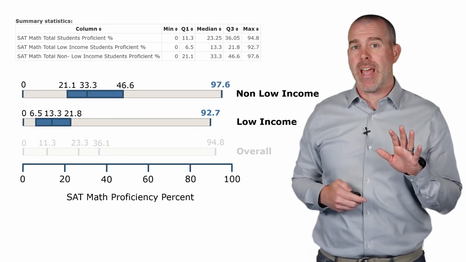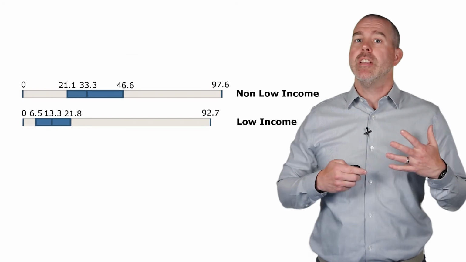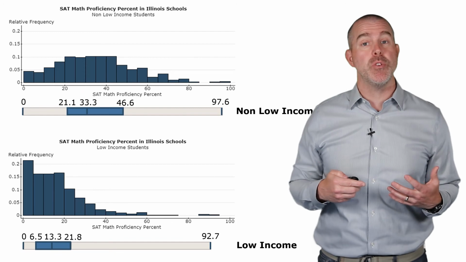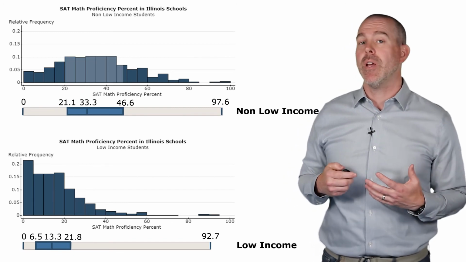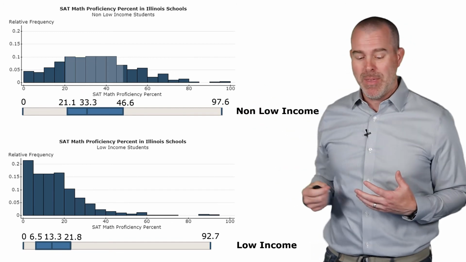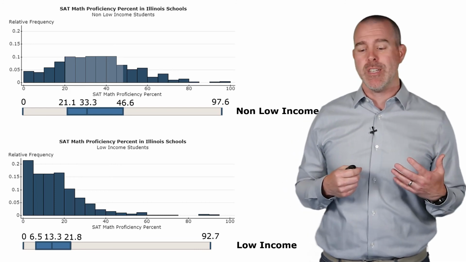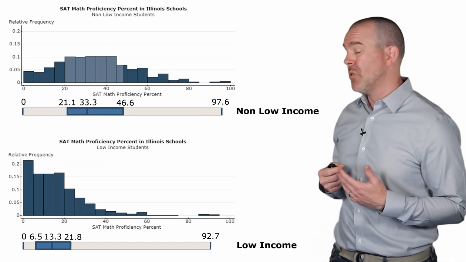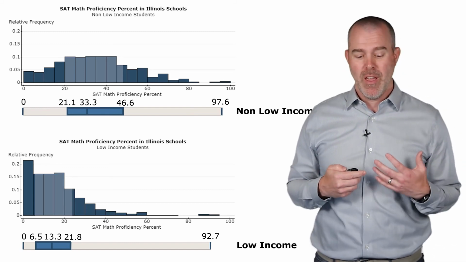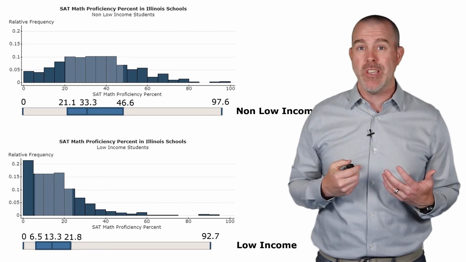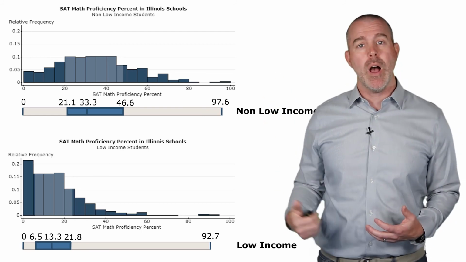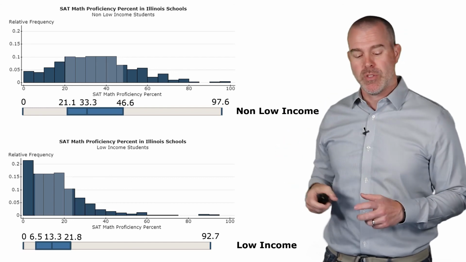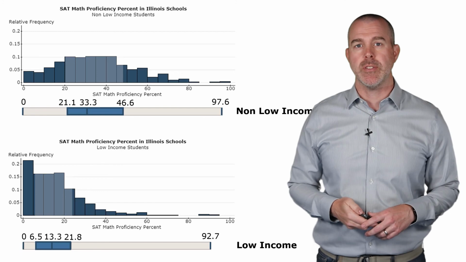Let's see what this looks like on the histogram and see how we can see that connection there. So if we add those two histograms, you can see the distribution is very different. If you look at that middle 50%, right in the middle there, that's between 21.1 and 46.6 for the students who are not low income. And look at the distribution for those who are low income. Much different, very concentrated, very right skewed. I mean, the non-low income are right skewed as well, but the low income students, very right skewed. And you can see that that middle 50% is much more over to the left.